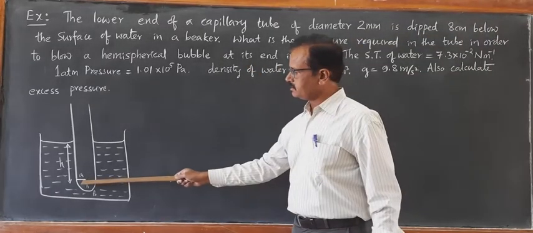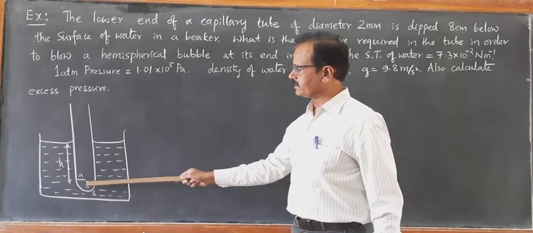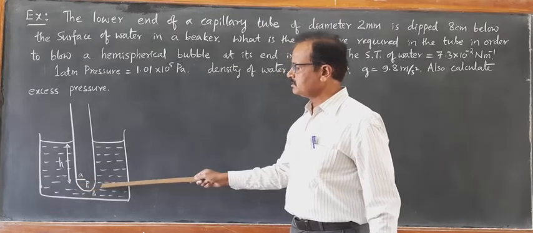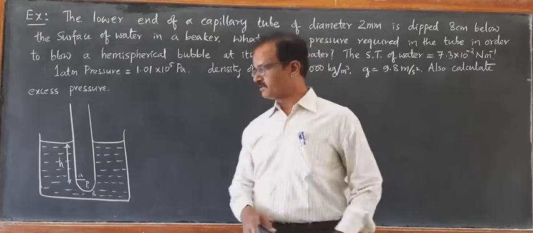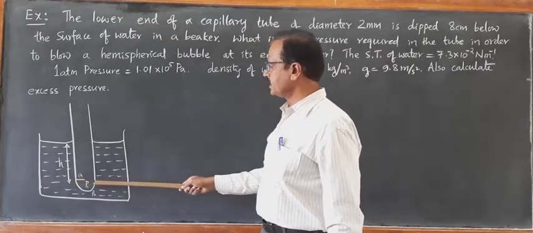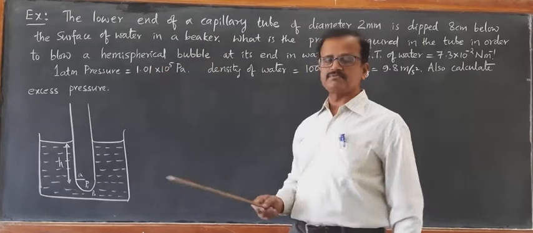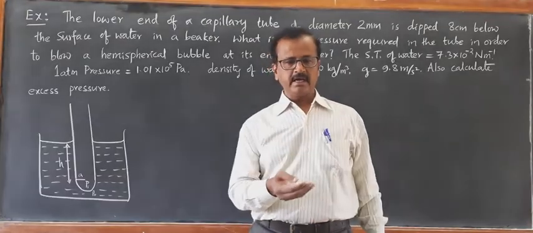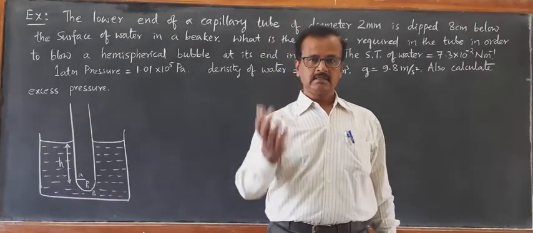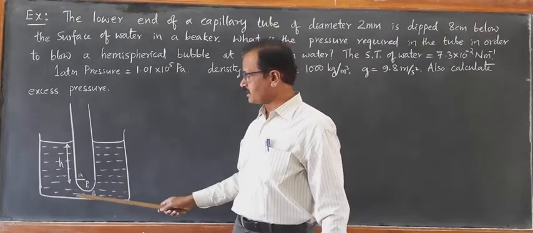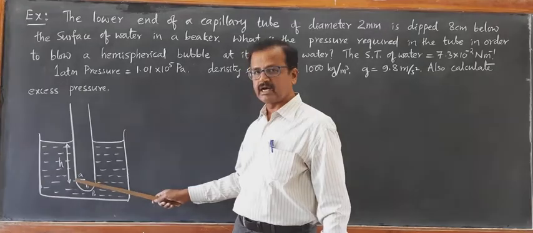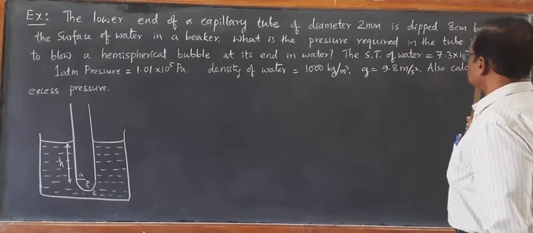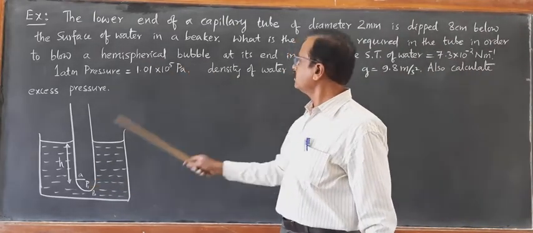So here excess pressure is asked to be calculated. Here air is blown such that it is going to form a hemispherical surface at the end of the tube. A hemispherical bubble is formed at the end of the tube. Since the tube is having air, the moment we dip, first a hemispherical bubble is formed and then the water rises. Right? At that instant, when the hemispherical bubble is formed at the end, you are asked to calculate what is the pressure required in the tube in order to blow a hemispherical bubble at its end in the water.